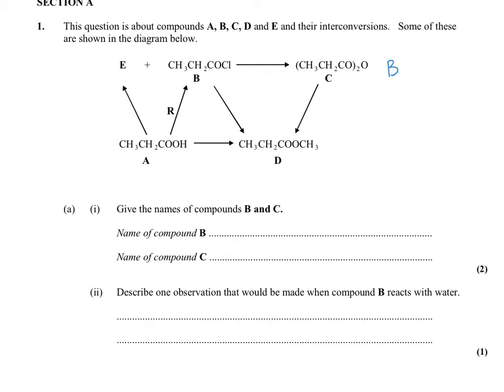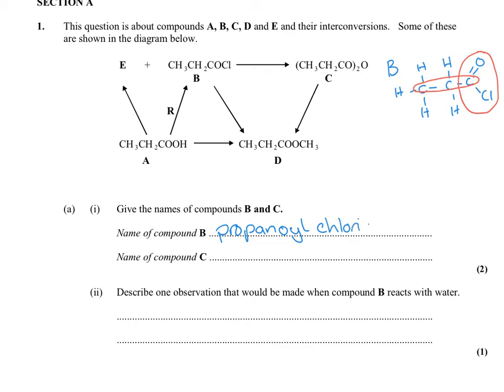So if we start with B, we've got a carbon with 3 hydrogens attached to a carbon with 2 hydrogens attached to a carbonyl group with a chlorine. As soon as you see this group, you know it's going to be an acyl chloride. So it's going to end in oyl chloride. So the next thing to do is to see how long our carbon chain is, and it's 3 long. So that means we've got propanoyl chloride.